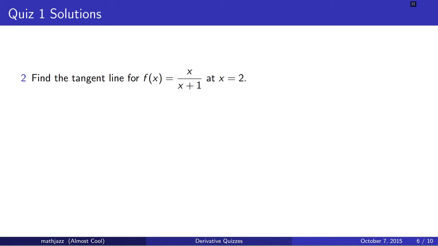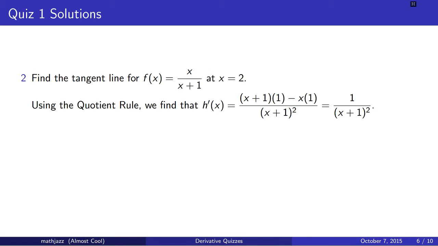Question 2. Find the tangent line for f of x equals x divided by (x plus 1) at x equals 2. Using the quotient rule, we find the derivative of f, and that derivative is 1 over (x plus 1) squared.